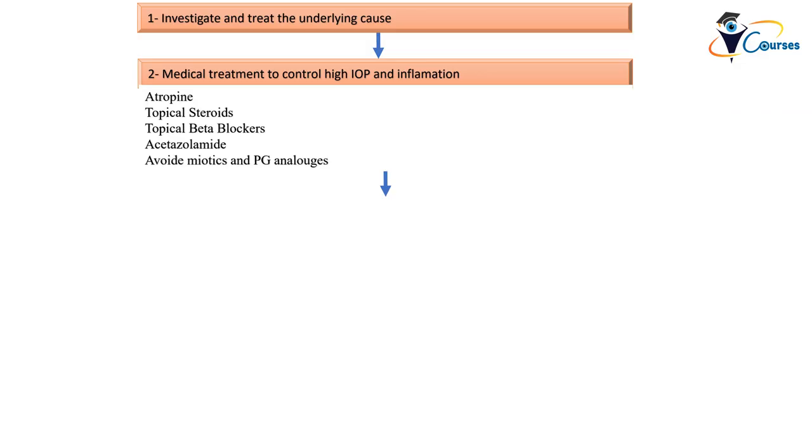Miotics and prostaglandin analogs cause breakage of the blood-aqueous barrier, bringing more inflammation, inflammatory mediators, and more plasma proteins. So it will worsen the condition.